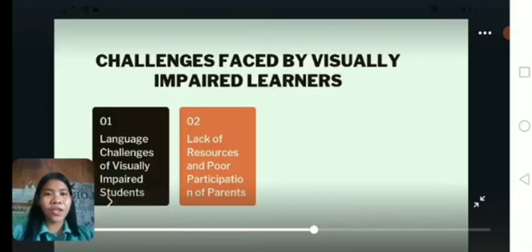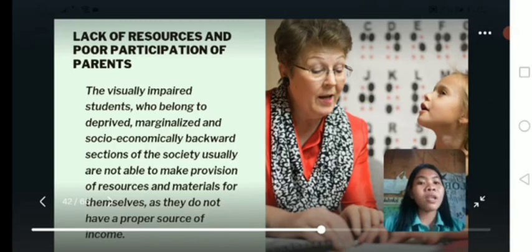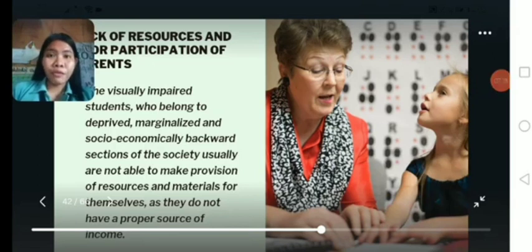The next challenge is the lack of resources and poor participation of parents. Visually impaired students who belong to deprived, marginalized, and socio-economically backward sections of society usually are not able to make provision of resources and materials for themselves as they do not have a proper source of income. As what I have observed, most visually impaired students that belong to poor families are not being sent to school.